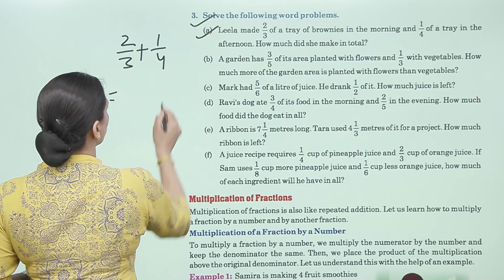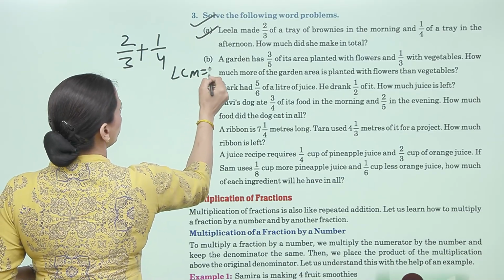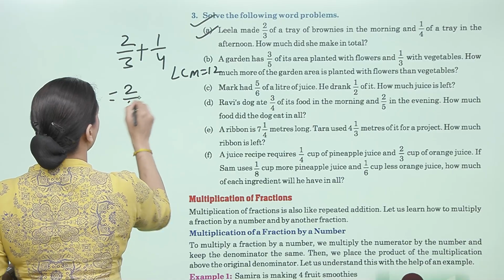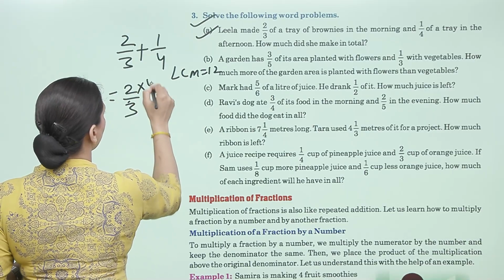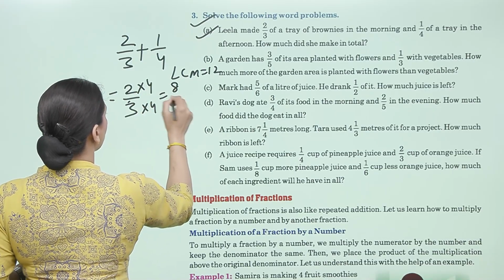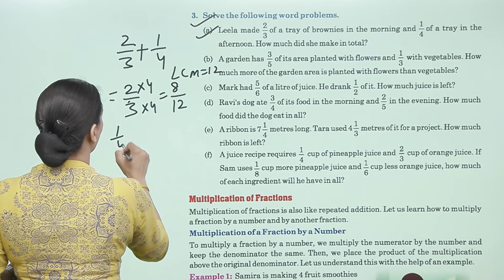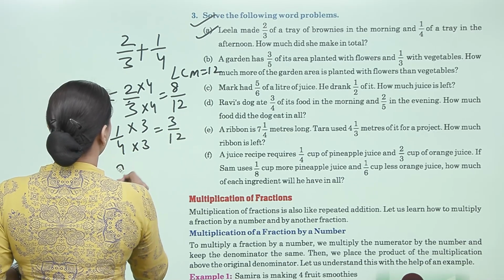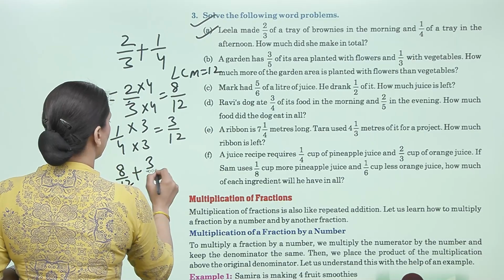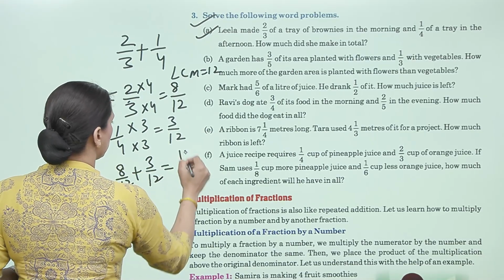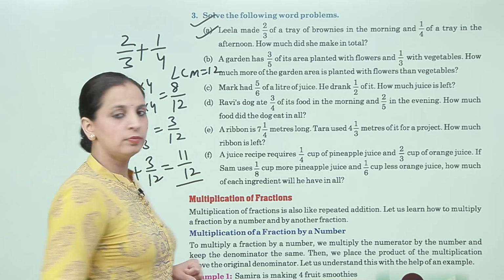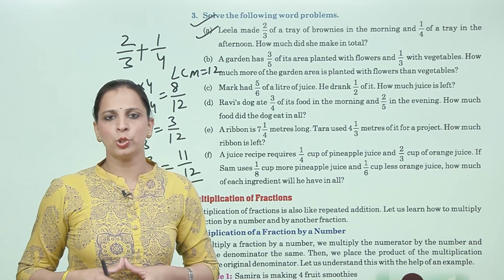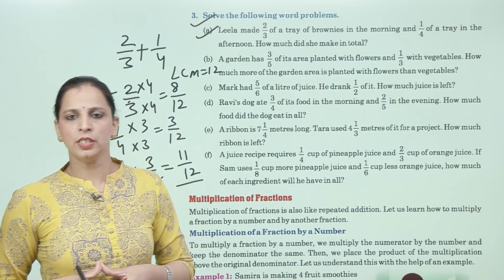Now LCM is 12. You can take LCM directly or you can convert them into like fractions, like 2 by 3 multiply by 4, that is 8 by 12, and 1 by 4 multiply by 3, it becomes 3 by 12. Now 8 by 12 plus 3 by 12, 8 plus 3 is 11 by 12. So she made 11 by 12 of a tray in total.